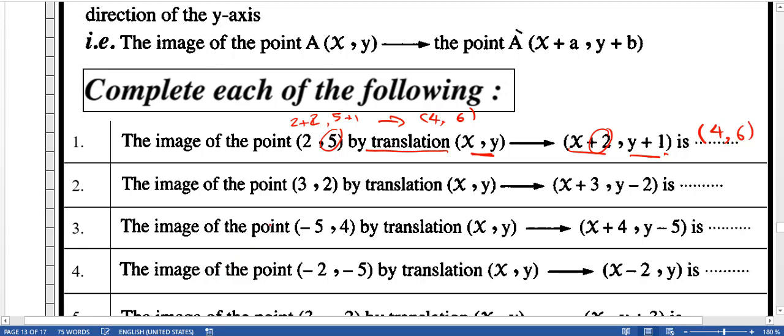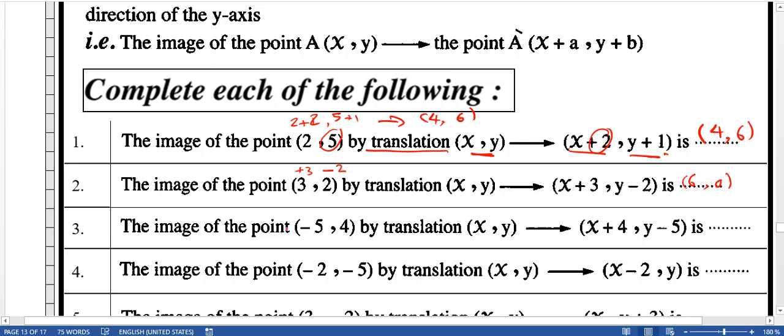The image of the point (3, 2) by translation (x plus 3, y minus 2). X plus 3 means we will add 3 here. Y minus 2 means we will subtract 2 from here. It will be 6 and 0, (6, 0).